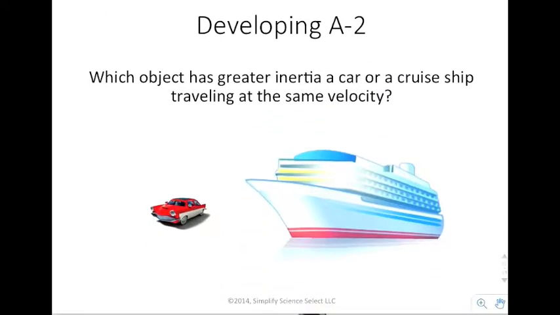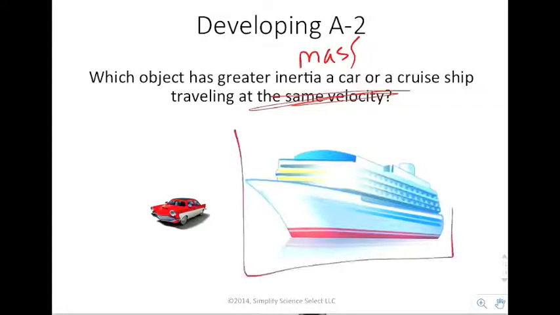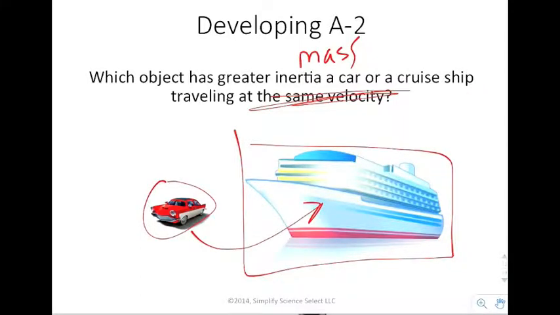Developing A2, it says, which object has a greater inertia, a car or a cruise ship? Remember, inertia is related to mass. It has nothing to do with velocity whatsoever. So if you were to look at this and say, which one has the greatest mass, it's very clearly the cruise ship. You can fit many, many cars inside of this particular cruise ship.